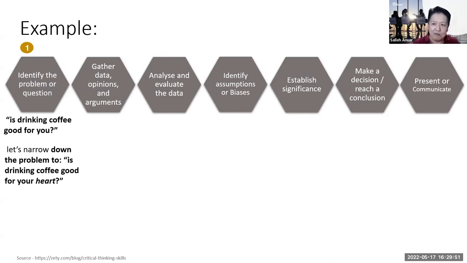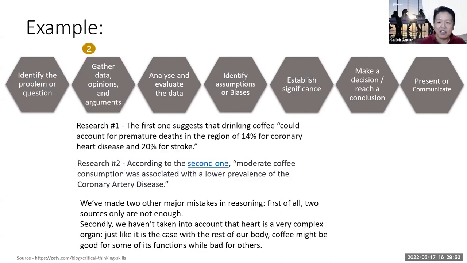Okay, so now if we bring this and we have identified the problem or question and we've narrowed it down, we go to the second step, which is gathering data. And we've got 2 research findings that we managed to find. One saying that drinking coffee could account for premature deaths in the region of 14% for coronary heart disease and 20% for stroke. That's research number 1. Another research that we managed to find has a different perspective. It says that moderate coffee consumption was associated with a lower prevalence of coronary artery disease.